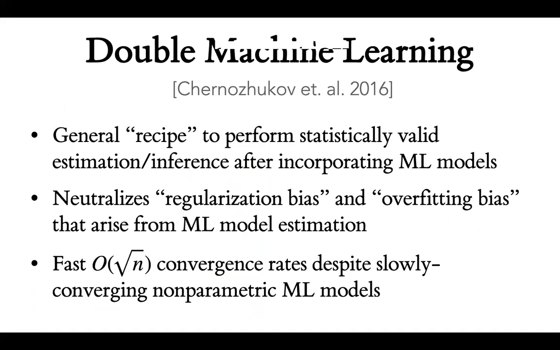Double machine learning is not related to text. It's a general recipe that helps you use ML in causal inference. And it takes care of two different types of biases. They call it regularization and overfitting bias. And it gives you something called root-n convergence rates. And the way to interpret this is you need less data to get consistent estimates than if you did not have root-n convergence rates.